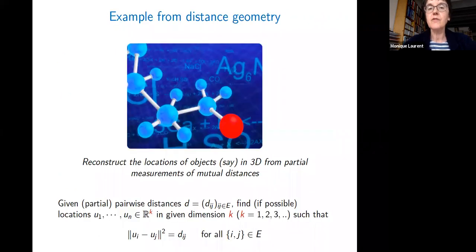Yet another class of instances that we can look at comes from distance geometry, the center of this thematic program.